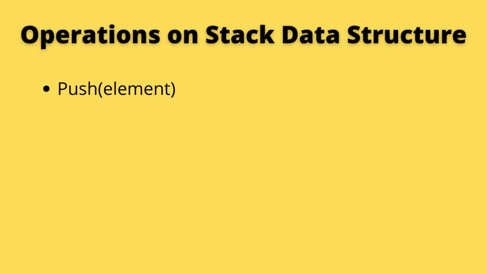The second one is called the pop function. The pop function will delete the element from the top of the stack. The third one is called the isEmpty function. It will check whether the stack is empty or not. Lastly, the function that we will see is called the isFull function. It will check whether the stack is full or not. Now you know how the stack data structure works.